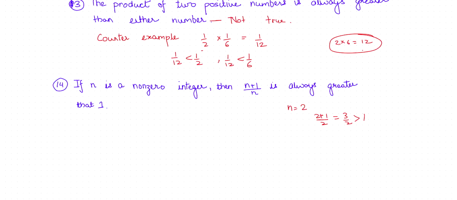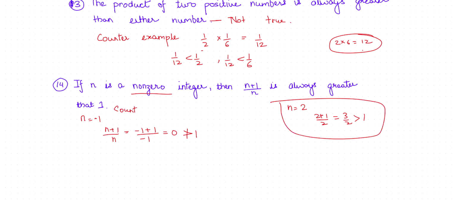If we put n equal to -1, because that is also a non-zero integer, then n plus 1 over n will be -1 plus 1 over -1. This will give us 0, and 0 is not greater than 1. So this is our counterexample. It may be true for cases like n equal to 2, but when we put n equal to -1, it is not true. A counterexample is an example which shows that the conjecture is not true.